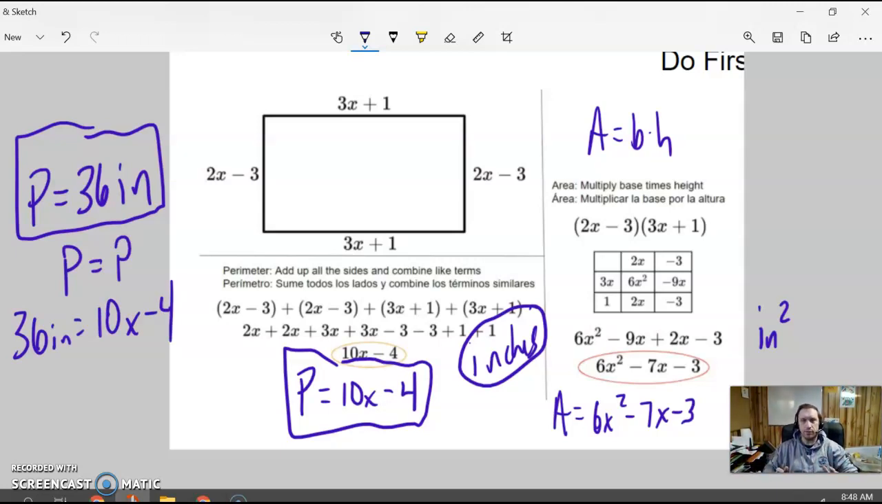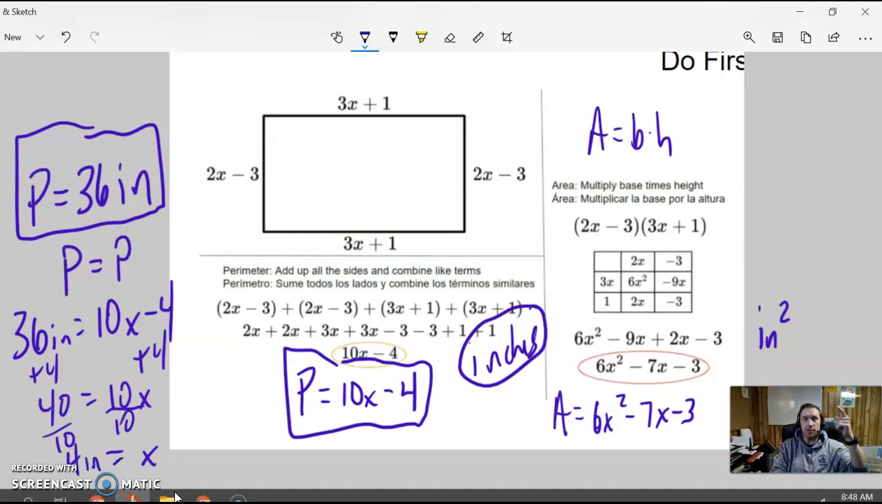And so we say 36 inches is equal to our expression 10x minus 4. And now we solve. We add 4 to both sides. And we get 40 equals 10x. Maybe you see we can divide by 10. We know that x is equal to 4 inches.